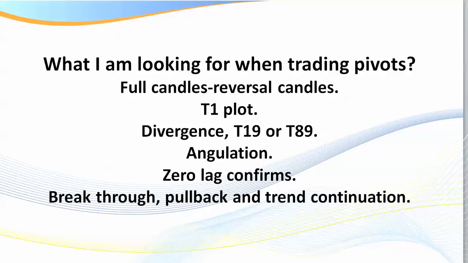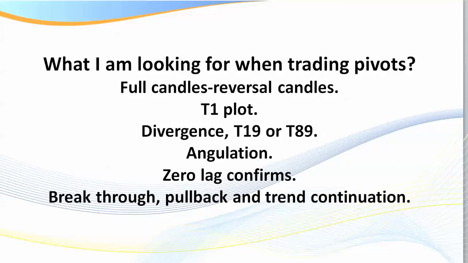And I like to improve my probabilities by using my key setups, such as full candles or reversal candles. So when I'm trading pivots, I want to make sure that I've got what I call a full candle or reversal candles, that are pointing in my trade direction. Of course we use the T1 plot for that, and for traders that have got the TradeStation indicators, or for others, you know exactly how the T1 plots and why it plots. That will give you an advantage. I love divergence using either the T19 or the T89 when I hit a pivot.